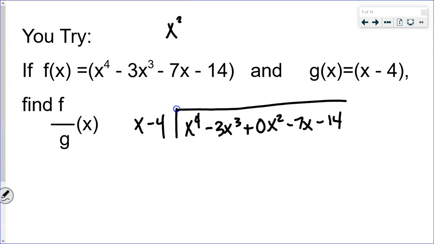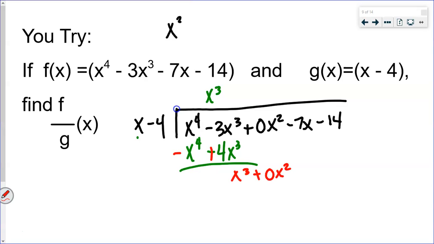Once again, I'm asking myself, what do I need to multiply by x to get x to the 4th? So that's an x to the 3rd. So I'm going to multiply the x to the 3rd by both terms. So that's going to give me negative 4x to the 3rd, right? Again, recalling that we are subtracting these terms, so I'm going to change the signs. So that's going to give me x to the 3rd here plus 0x squared, okay?